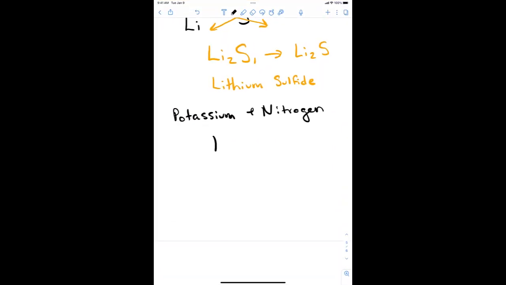So we said potassium in group 1 has a +1 charge. Nitrogen, being in group 5, has a -3 charge, and so we know, based on this little crisscross rule, that it's going to be K3N, and when we name that, it would be potassium nitride.